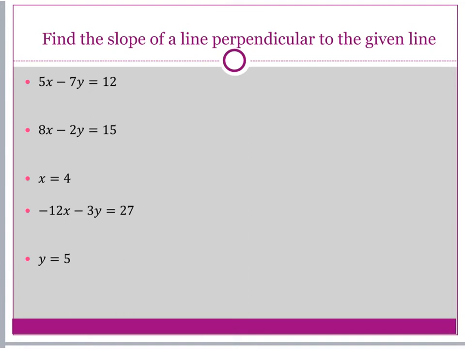Okay, the first thing we need to do is write our equations in slope-intercept form, or y equals mx plus b. So when I do that, I end up with 5/7 x minus 12/7. If I want the slope of the line that is perpendicular, then I have to take the opposite reciprocal of 5/7. So the opposite of a positive would be a negative, and the reciprocal of 5/7 is going to be 7/5. For the next part, my equation in slope-intercept form is y equals 4x minus 15/2.